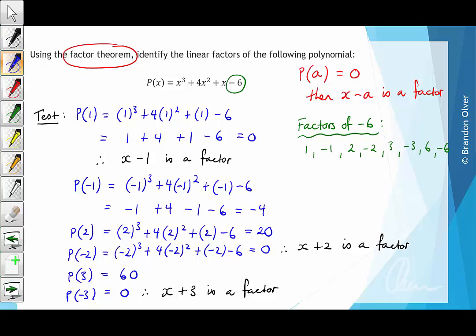Just for interest's sake, we can also see that p of 6 is equal to 360 and p of -6 is equal to -84, meaning that neither x plus 6 nor x minus 6 are factors.